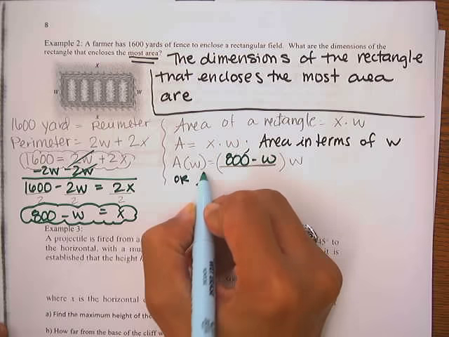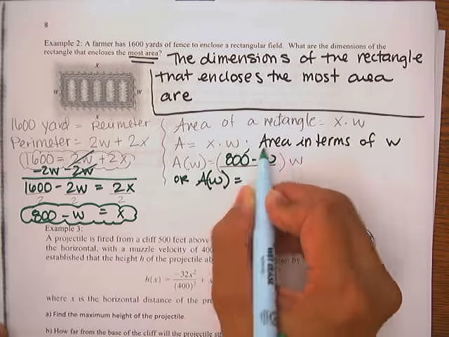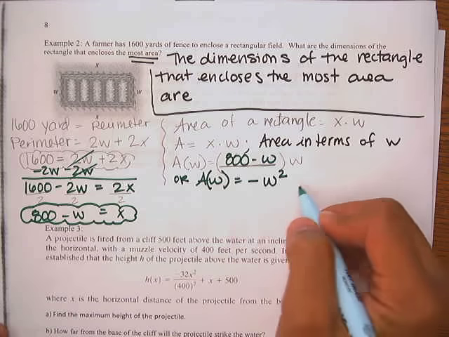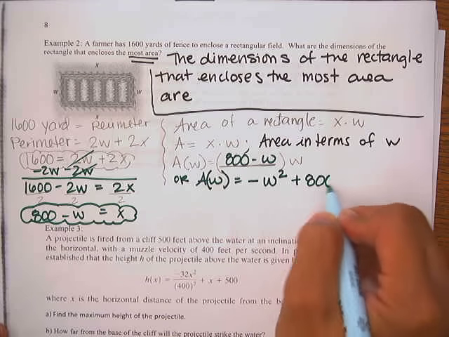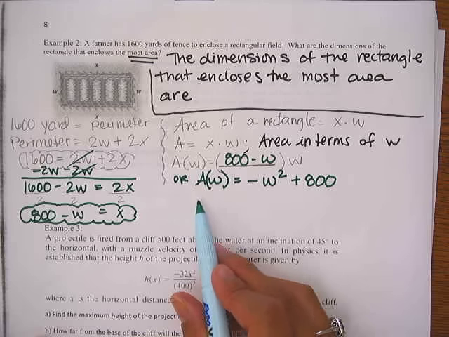So area in terms of w equals, when I distribute, w times a negative w is negative w squared. W times a positive 800 is positive 800w. Okay? But I'm not going to box that up. That is just my area formula.